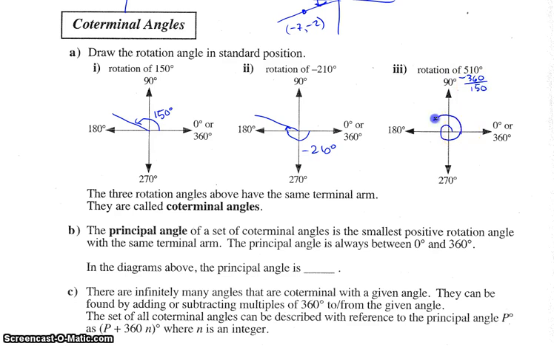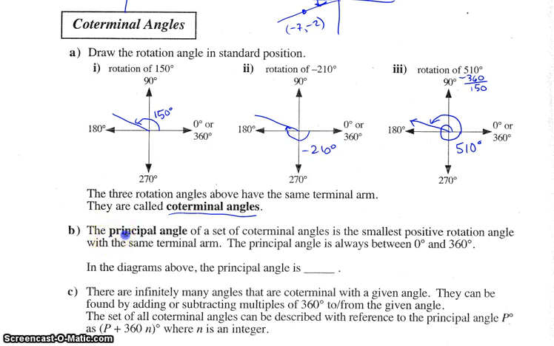So we go another 150, and that, once again, lands us in quadrant 2 there, seemingly at the same place, and I think it is. This one was 30 degrees away from the negative x-axis, that one was 30 degrees, and same here. So all three of these rotation angles are basically coterminal angles. They share the same terminal arm.